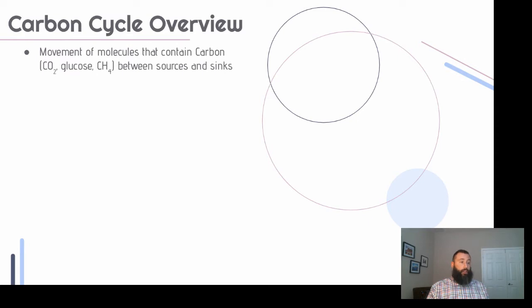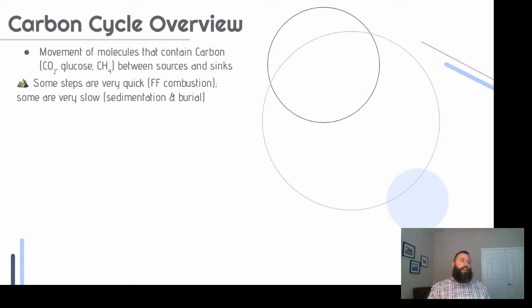So the carbon cycle is the movement of molecules that contain carbon between different sources and sinks. Those molecules that can contain carbon are things like carbon dioxide, CO2, glucose, methane, CH4. Some of the processes of the carbon cycle can happen very quickly, as in the case of fossil fuel combustion, right? There's carbon in fossil fuels, and when it's combusted, it releases that carbon back up into the atmosphere in the form of CO2, and that happens relatively quickly, right?